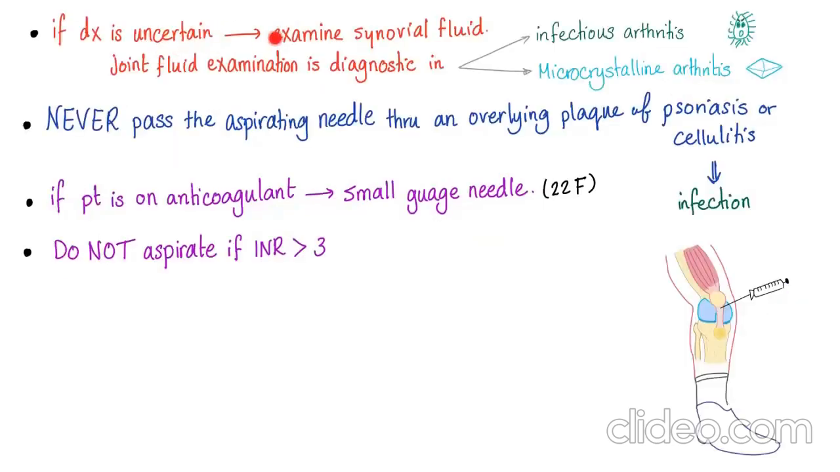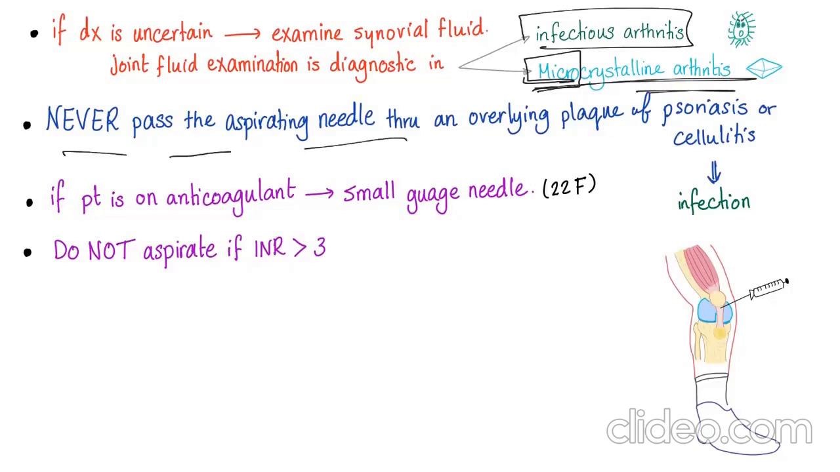If the diagnosis is uncertain, examine the synovial joint. Poke that joint and tap it, get the fluid, send it to the lab. Joint fluid examination is diagnostic in cases of infectious arthritis and microcrystalline arthritis. We say microcrystalline, don't expect to see like a 4-carat diamond ring inside the patient's big toe. It's not going to happen.